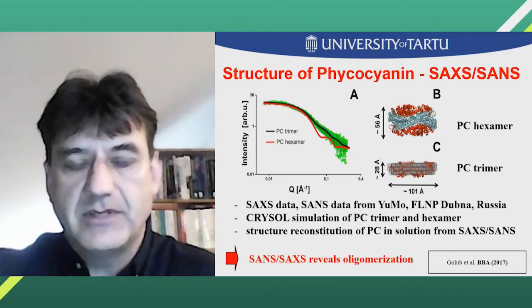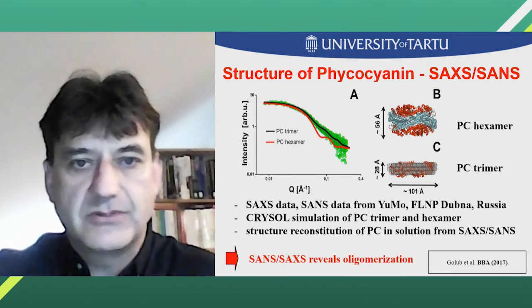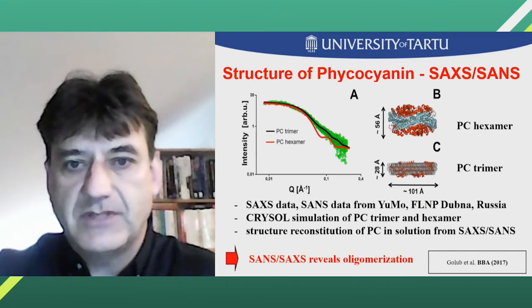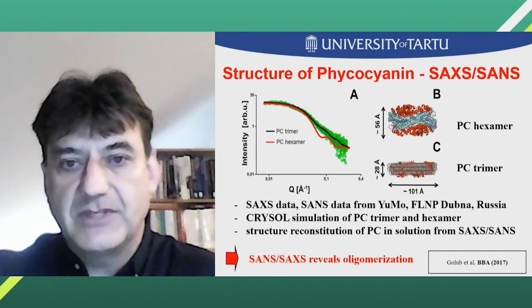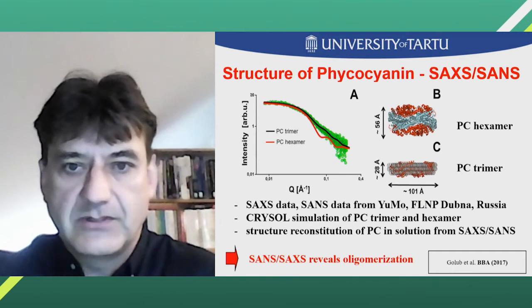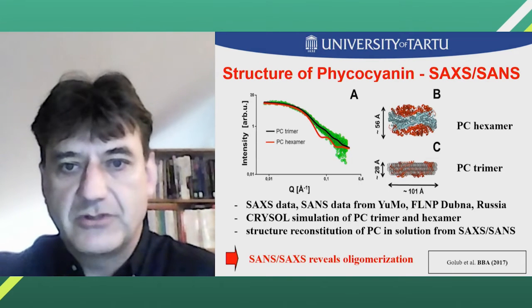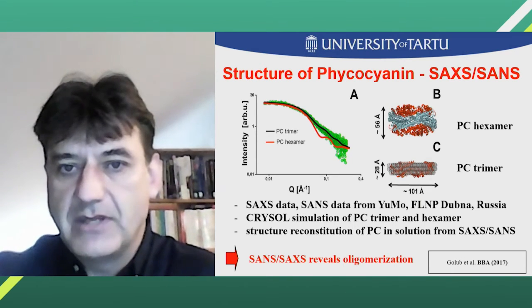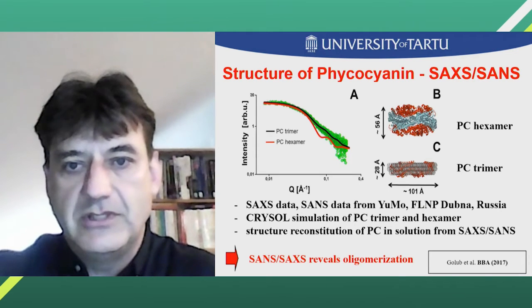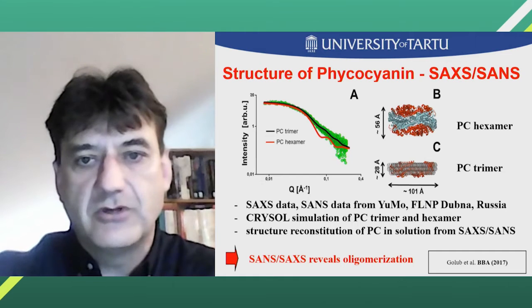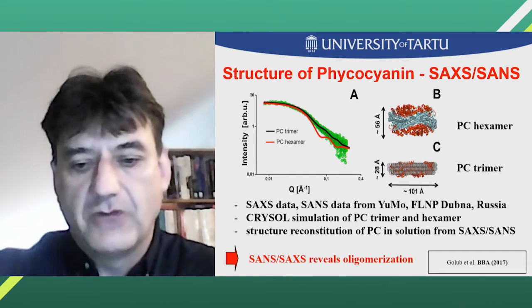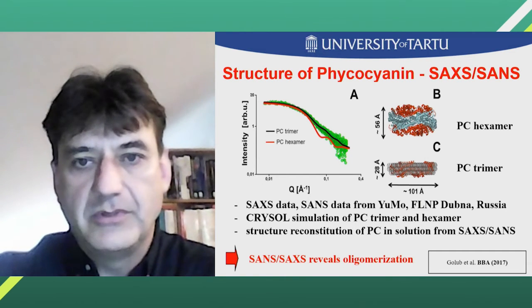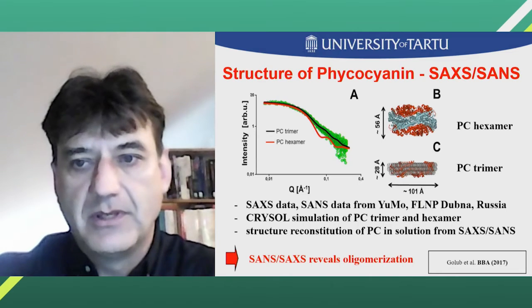And there is another software tool that allows you to reconstruct the solution structure from the SAXS data and likewise from the SANS data. You see this as gray spheres superimposed on the trimer structure. And this gives you a quite nice feeling for the uncertainty or capability of determining size and shape of a biomolecule with small angle scattering methods.